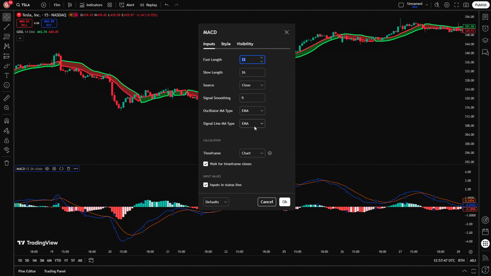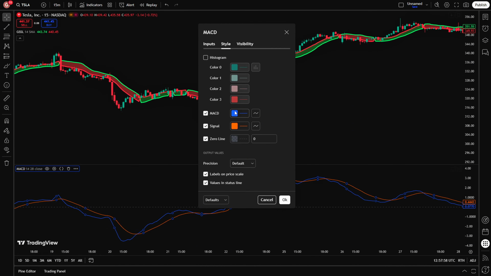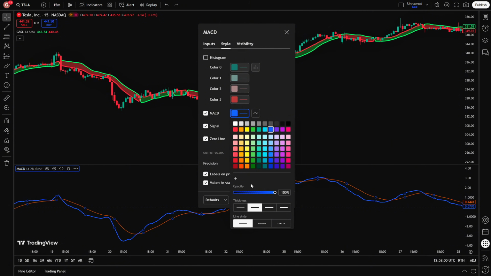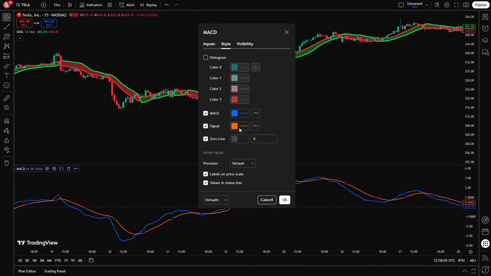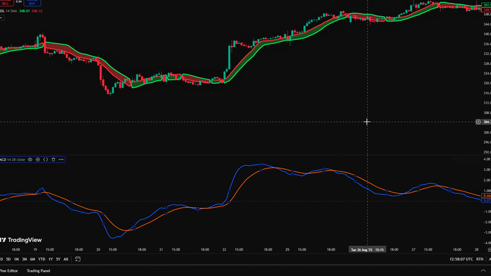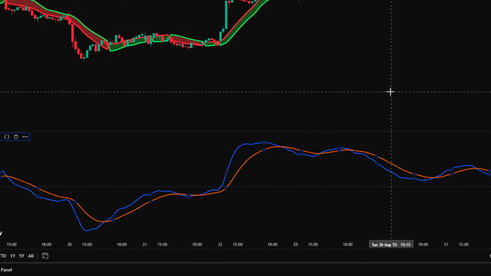Fast length is 14 instead of 12, slow length is 28 instead of 26, and signal smoothing is 12 instead of 9. Under the Style tab, simplify the visuals, focus on the lines and histogram, and remove any extra clutter that doesn't really add value. Once done, click OK to apply. On your chart, you'll now see the familiar MACD setup. Blue line is MACD line, orange line is signal line.